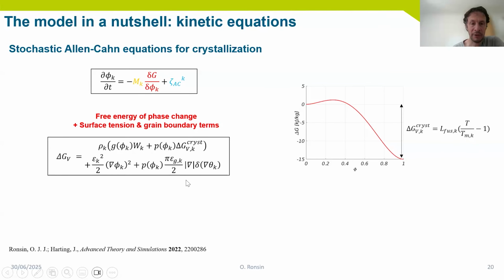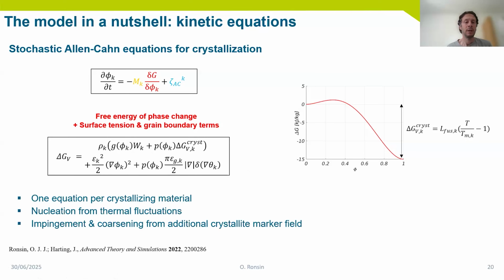And on top of that, we have the surface tension terms. The first one is the surface tension of one crystal, and the second one stands for impingement of different crystals together, and will be related to the orientation mismatch at the grain boundaries using an additional phase field term theta, which marks the single crystals. So this is one equation per crystallizing material. Nucleation occurs thanks to the thermal fluctuations, and impingement and coarsening will be handled with the impingement function.